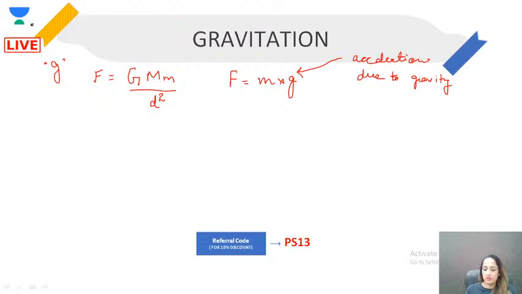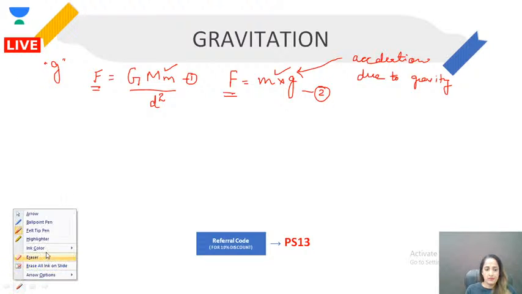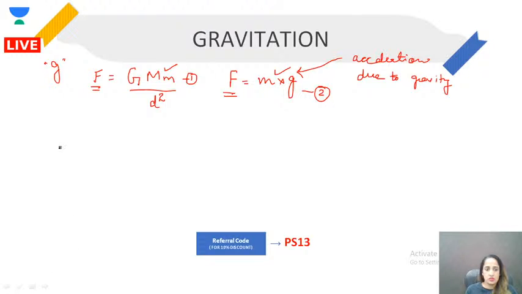Okay, so from these two equations, because these are the representations for force is equal to this and force is equal to this, that means this is equal to this. So let's have that. G M m upon d square is equal to m into g, right? Because we have to calculate the value for g, correct? So what we will do, these two m's cancel out.